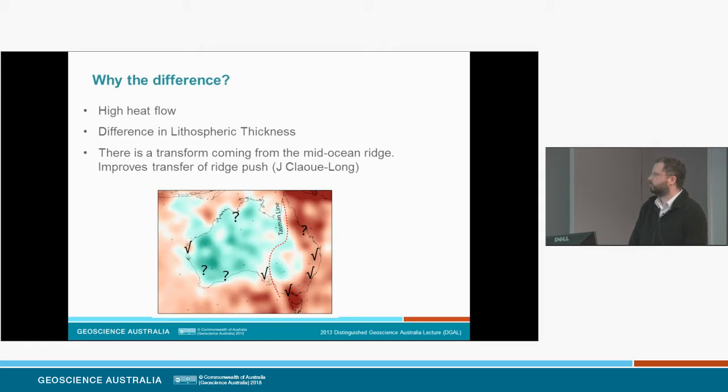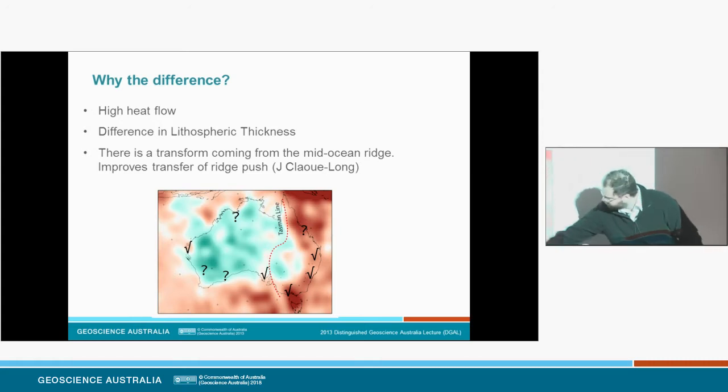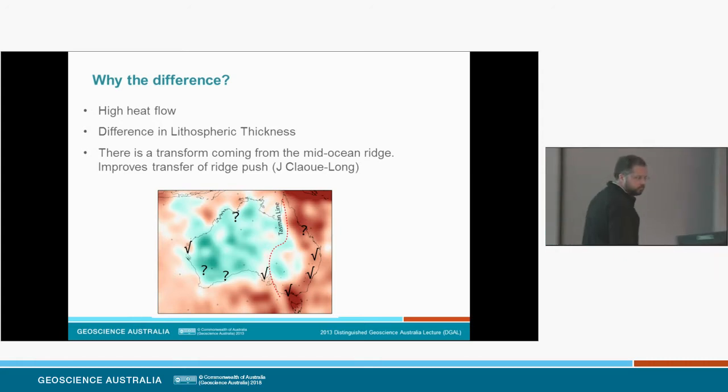Another idea which John Corley Long mentioned to me a couple of weeks ago: there's actually a transform coming from the spreading ridge to the south here, which comes up and connects to the Tasman line. So possibly stresses from the plate margin are being concentrated into particular areas due to very large-scale plate forces. I thought I'd mention that as another possibility. So it's probably a combination of differences in physical properties of the different parts of Australia plus different concentrations of stress, which is causing this.